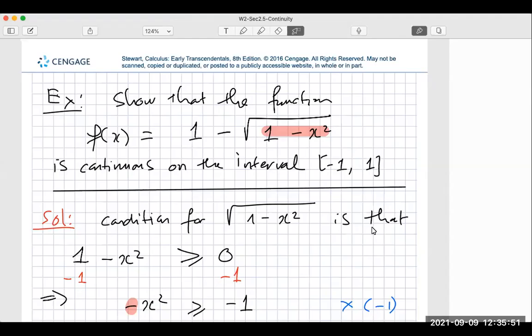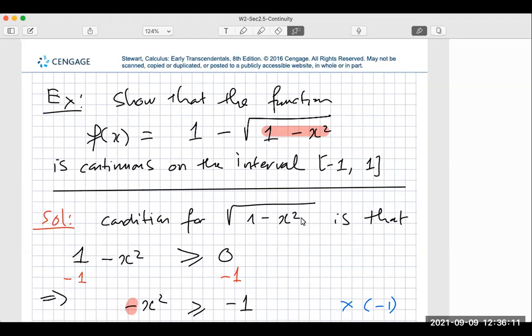We need to prove this function is continuous on this closed interval. The bracket here means that -1 is counted and 1 is also counted. If we use parentheses, that point will be excluded from the interval. Okay.